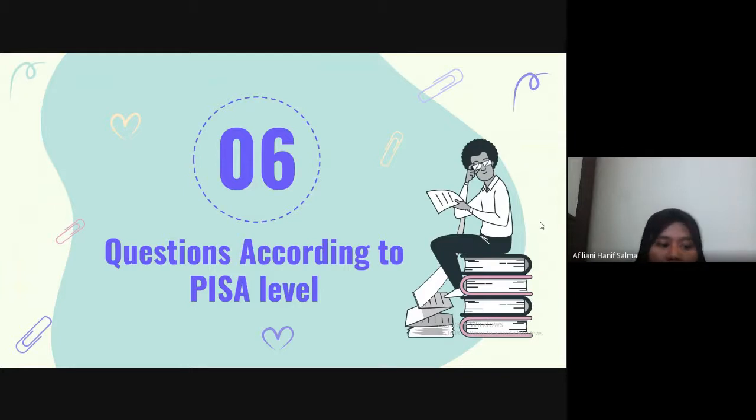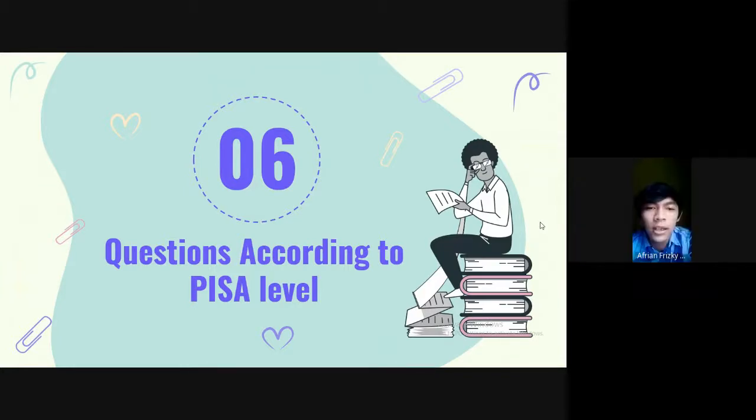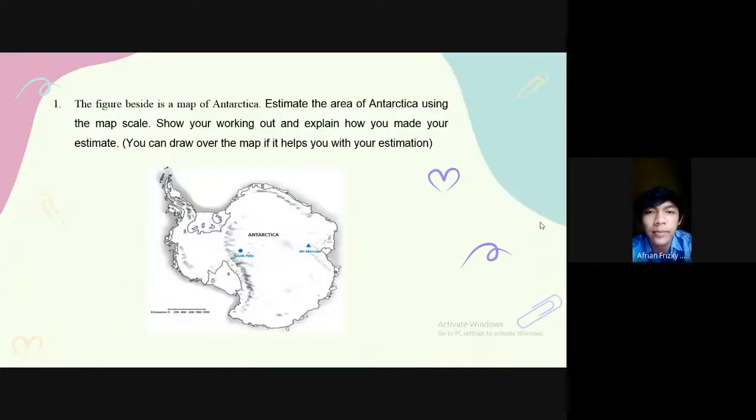The next, or the last, is the grade question according to PISA level, and will be explained by Afrian. Okay, thank you, Salma. Please next. For the first question, according to the PISA level, the figure beside is a map of Antarctica. Estimate the area of Antarctica using the map scale. Show your working out and explain how you made your estimate. You can draw over the map if it helps you with your estimation.